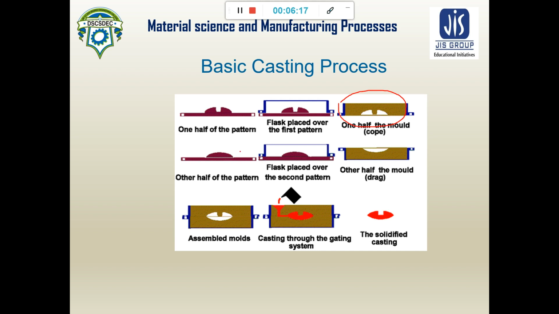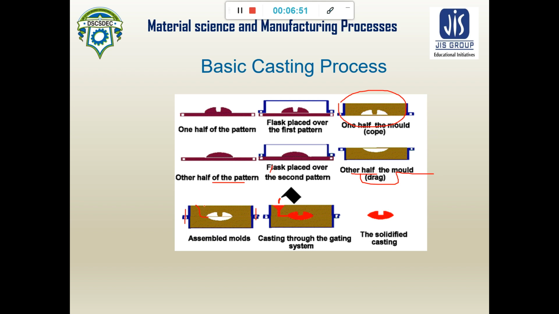This is the second part, the other half of the pattern, and the flask is also placed over the second part. The other part of the mold is also filled with sand and inverted, and this is called your drag. Now above the drag we put the cope and close it using a pin, and we also add a gating system here.